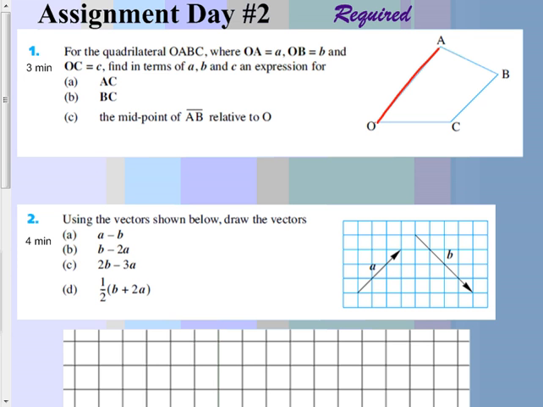Would you please draw right on your iPad a red arrow that goes from there to there and name it little a. Then draw a blue arrow from O to B and name it little b. And then draw a black arrow from O to C and name it little c. The question was, how can you write AC but using only A, B, and C?